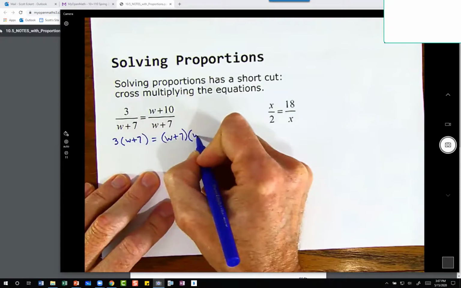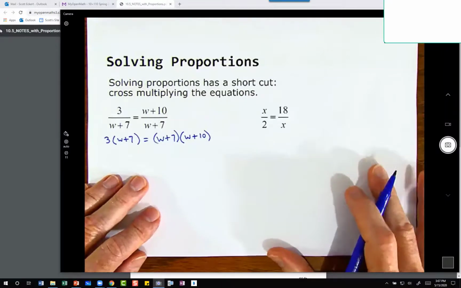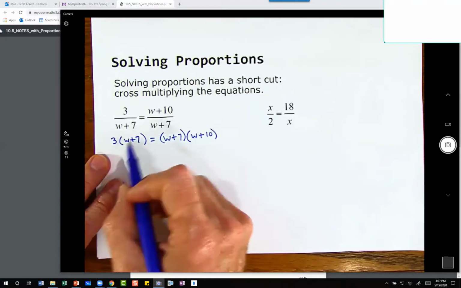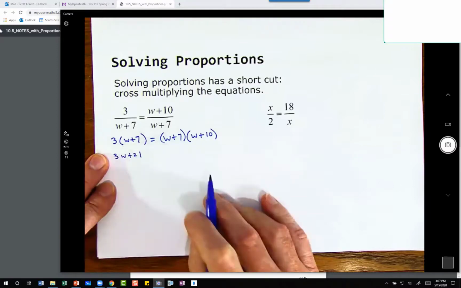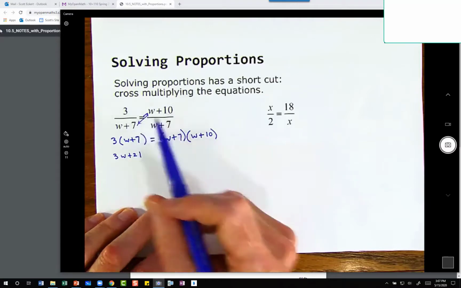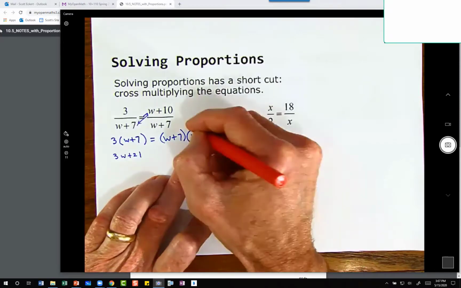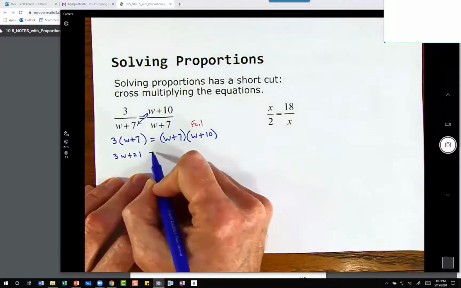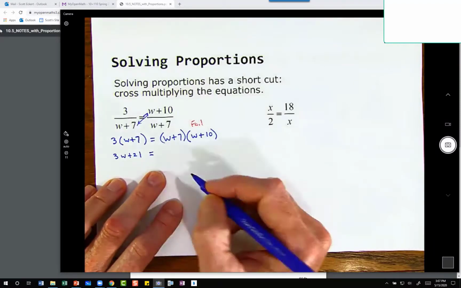Okay, let me pause you for a moment. In class, I would have walked around and checked at this point. Cross multiply. So this side is easy to multiply: 3w plus 21. When I cross multiply here, how do we have to multiply this? FOIL. Exactly, good call. We have to FOIL that. So if you didn't FOIL, maybe it's a good time to erase and backtrack a little bit.